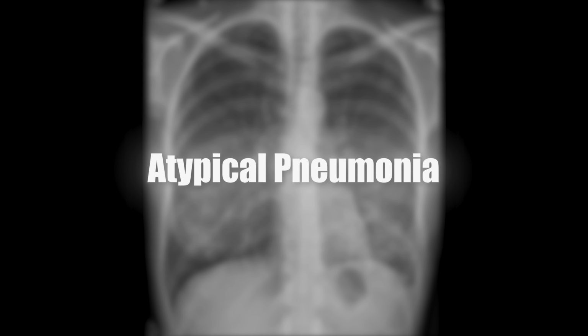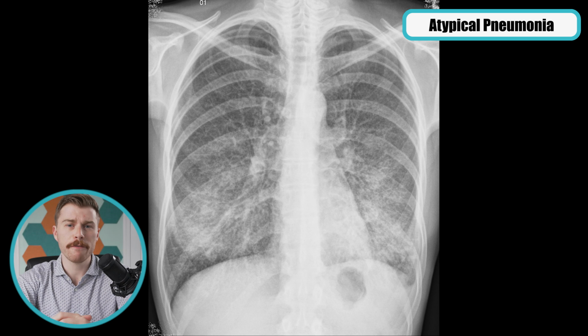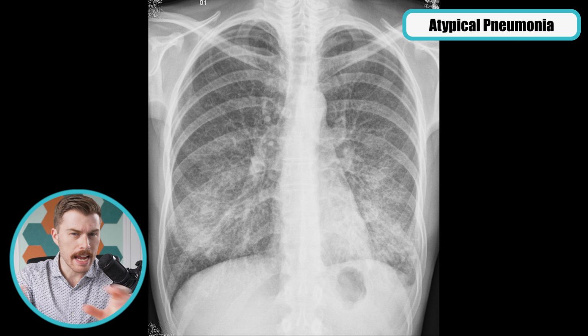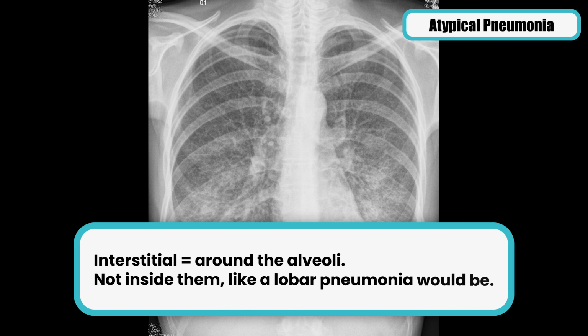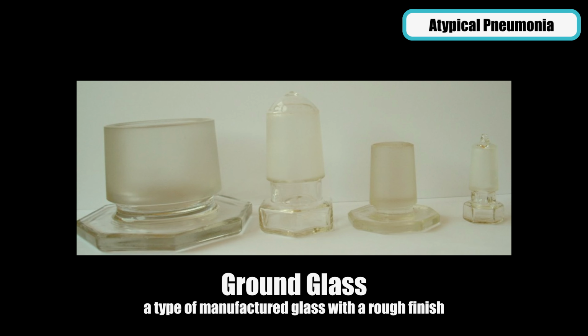What's the problem with atypical pneumonia? Well, instead of filling alveoli with pus, atypical organisms like mycoplasma cause interstitial inflammation. It looks like diffuse, patchy, ground glass opacities across both lungs. And honestly, I still don't know what ground glass is, but I know I'm supposed to look for it.